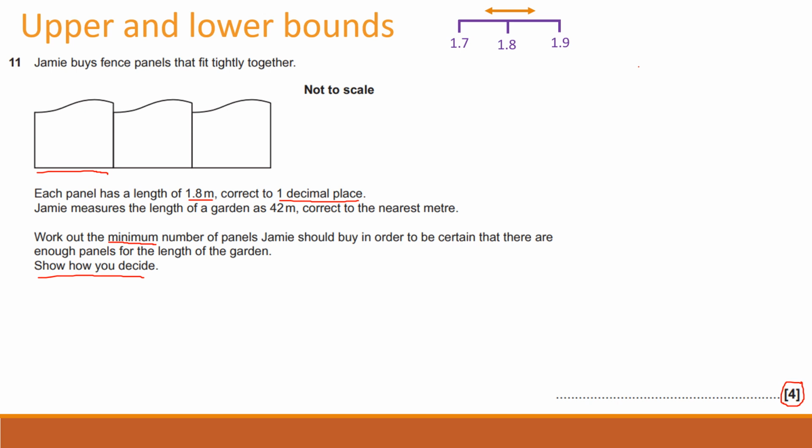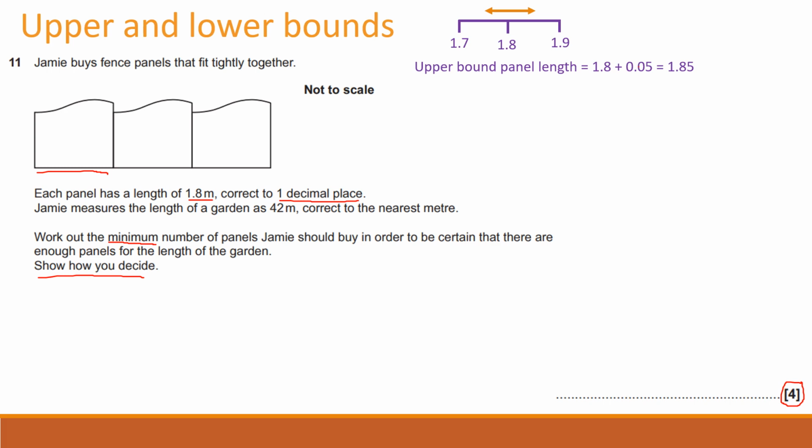Now to work that out accurately, we're going to look at this 1 decimal place. Now 1 decimal place is 0.1. And to find out the upper or lower bound, we're going to halve that 0.1, which gives me 0.05, and then I'm going to add and subtract it to the 1.8 to work out what the bounds are going to be. So the upper bound is going to be 1.8 plus 0.05, which gives me 1.85.